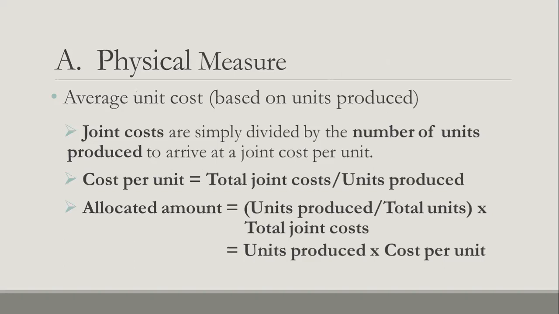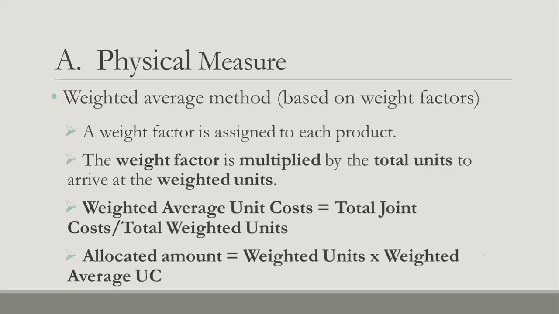Okay? So joint costs in the average unit cost, which is based on units produced, are simply divided by the number of units produced to arrive at the joint cost per unit. Cost per unit is equal to the total joint cost divided by the total units produced. So to allocate the amount, you have your units produced over your total units multiplied by the total joint cost. You will then have your cost per unit.